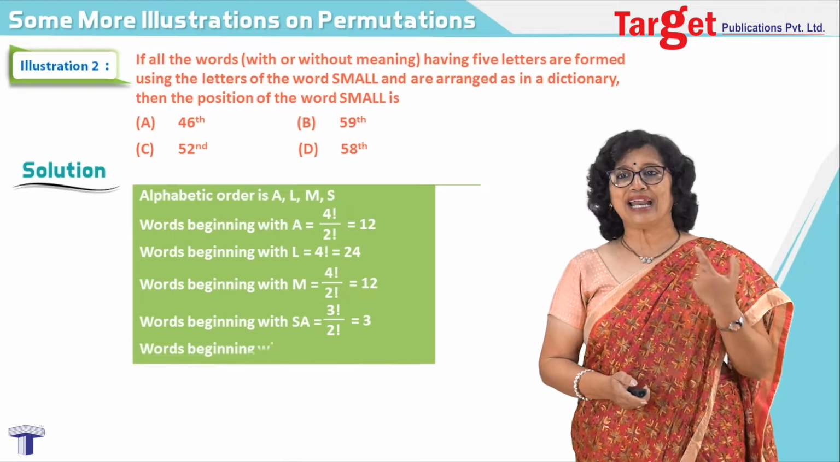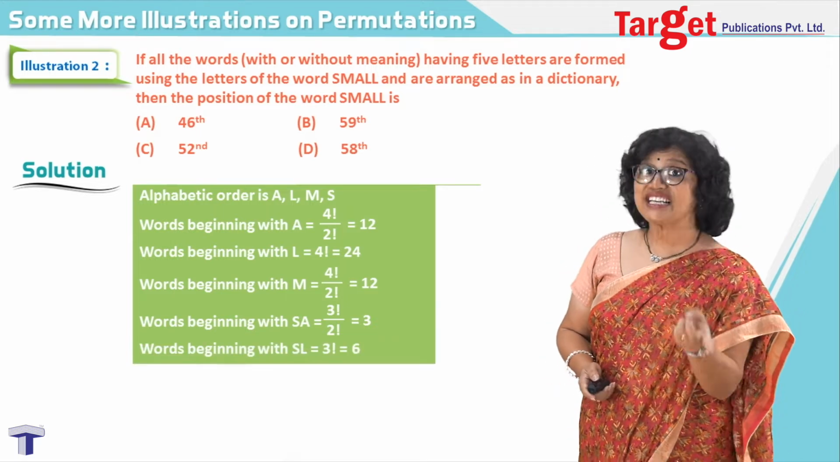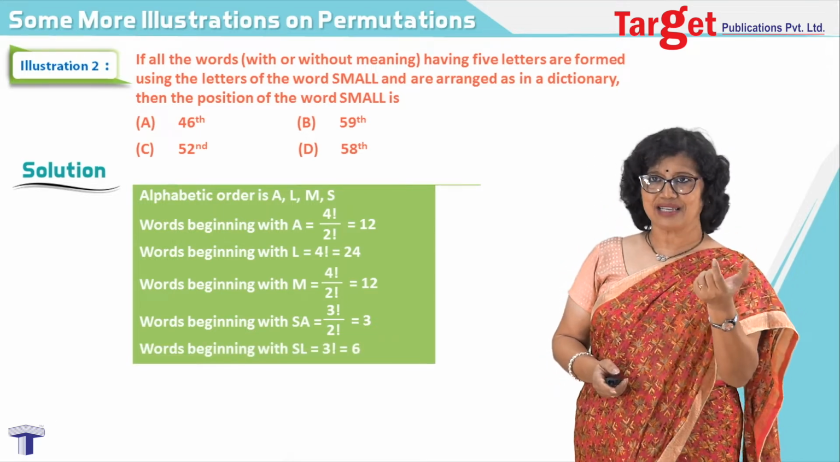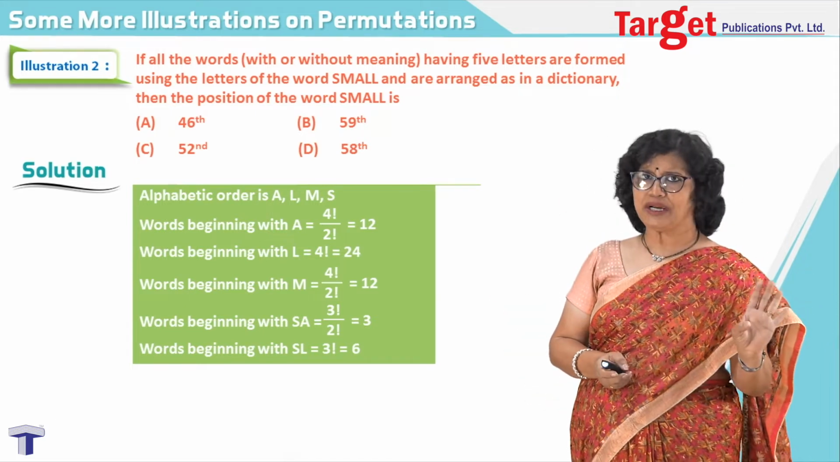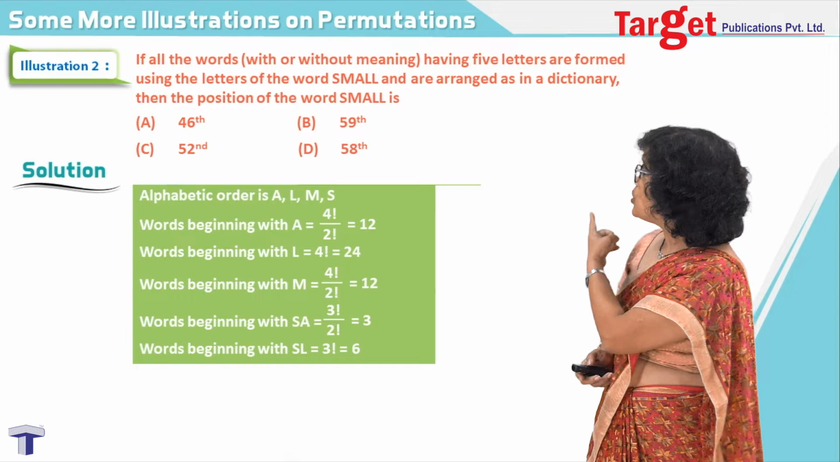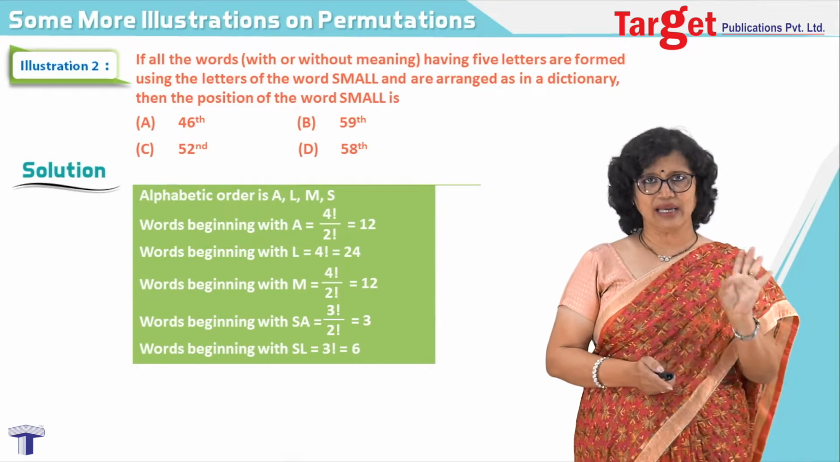And now what next? Then SL, words starting with SL. Now when I say SL, one L is already used. There is no repetition now in the remaining letters. So it is straight away 3 factorial. So the answer here is 6.